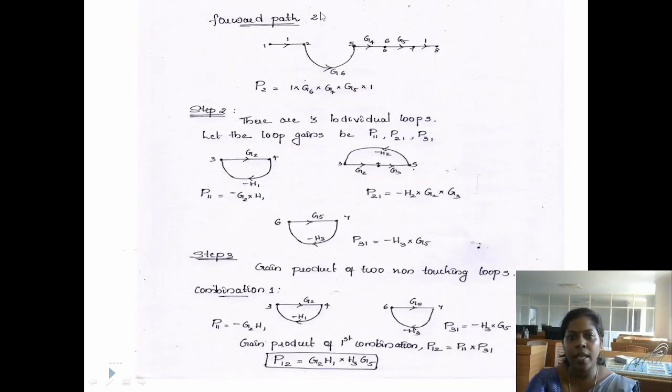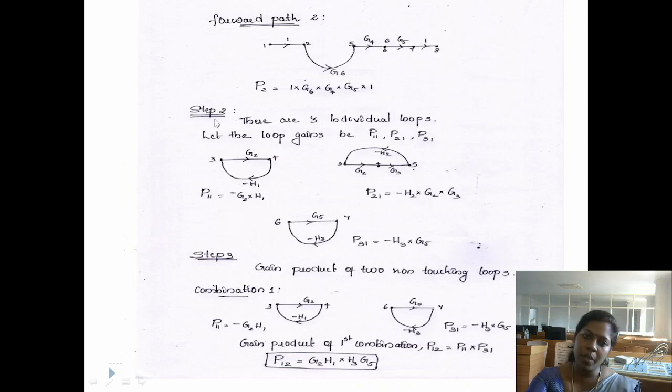Now find the gain value of forward path 2. This is forward path 2 and we have the gain values 1, G6, G4, G5 and 1. For getting the overall gain value, multiply all the gain values, that is G1 into G6 into G4 into G5 into 1. So that is the overall gain value of forward path 2.